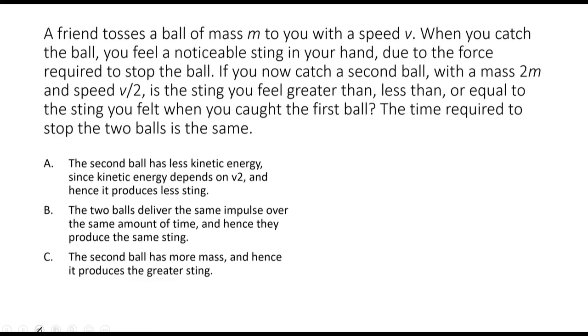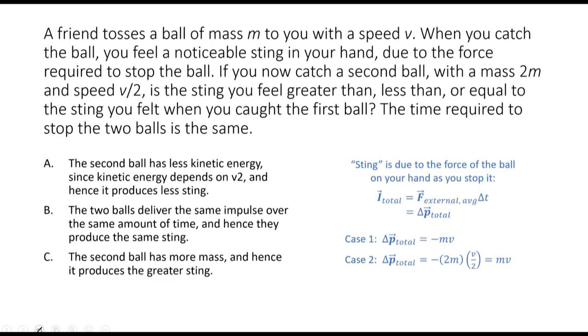If a ball is thrown to you with mass m and speed v, and you catch it, and then you also catch a ball with mass 2m that's thrown to you with speed v over 2, we want to know, is the sting that you feel in your hand going to be greater for the first ball or the second ball? Okay, so really then the sting is going to be the force on your hand. So that's the same thing as like the egg splatting on the floor or like the car crumpling. So the force is really the thing that's giving you the sting.